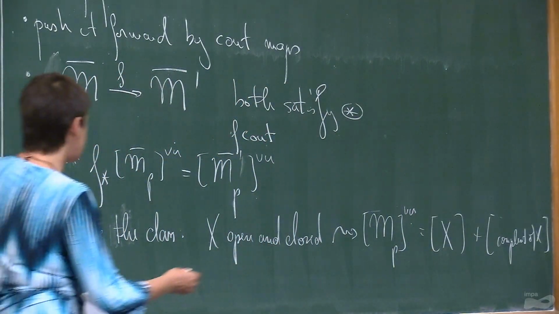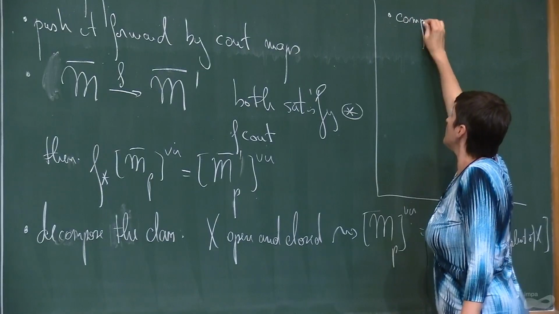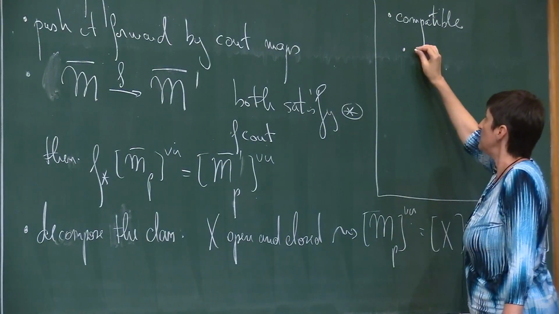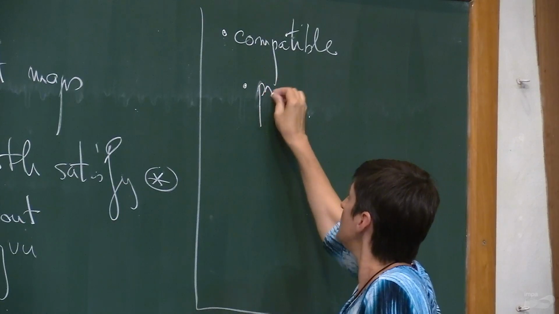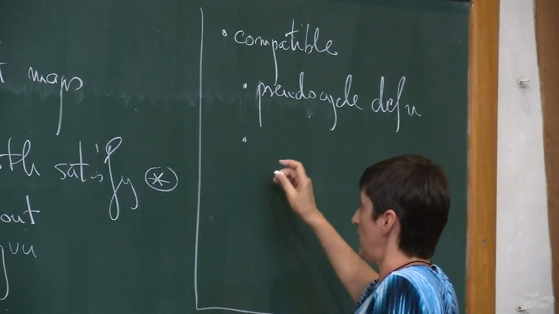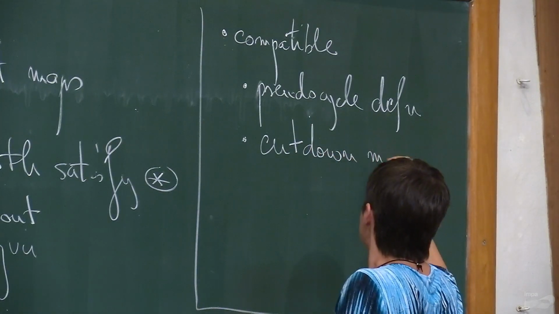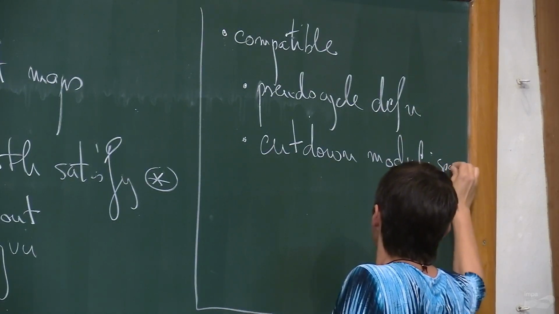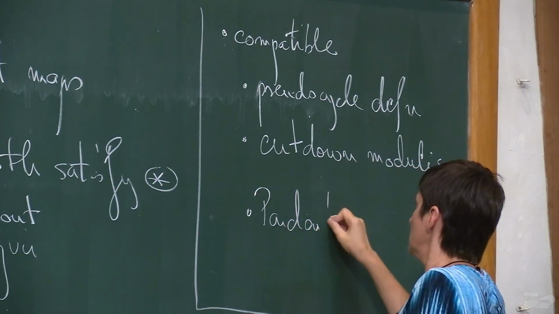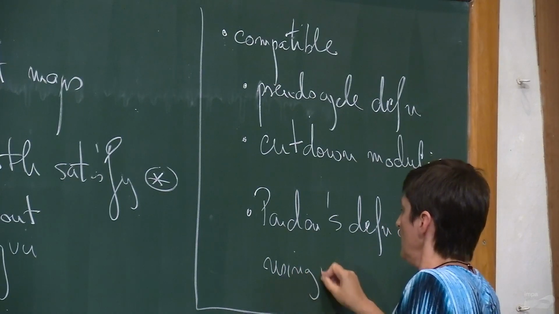And I should also say that our construction is compatible with the classical definitions of Gromov-Witten invariants. So it's compatible with the definition using pseudocycles. It's also compatible with cut-down. Sometimes you define invariants using cut-down moduli spaces. This is compatible with the cut-down moduli spaces construction. And it's also compatible with Pardon's definition of the virtual fundamental class using implicit atlases.